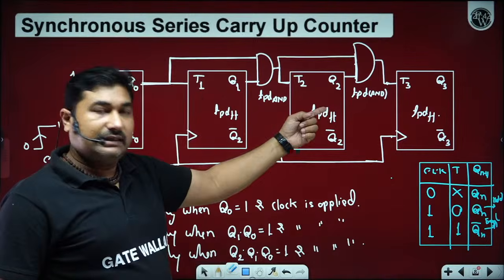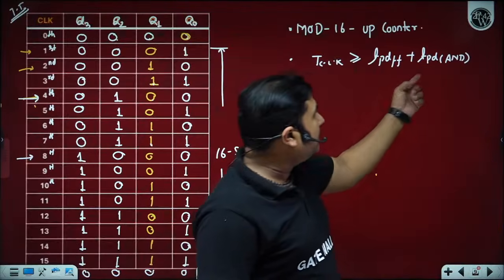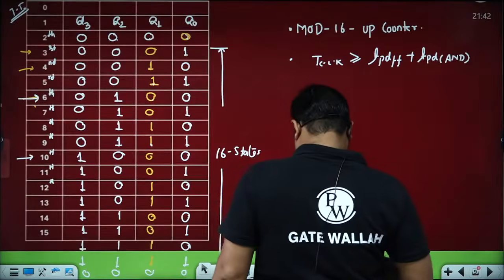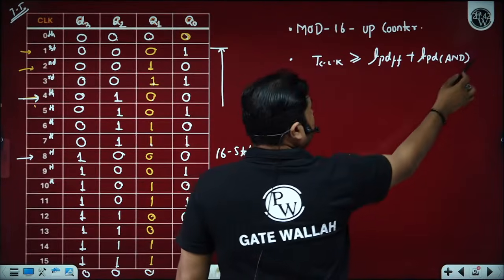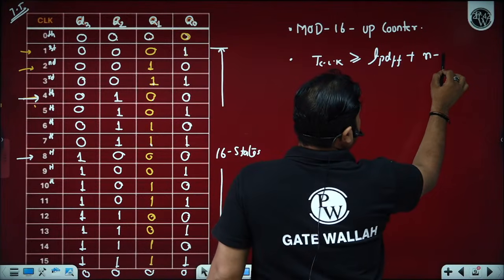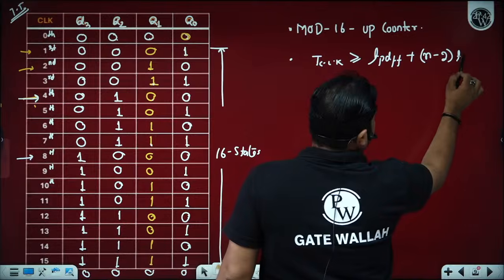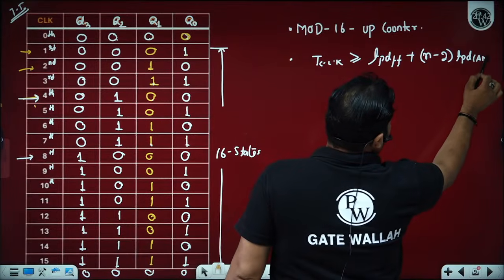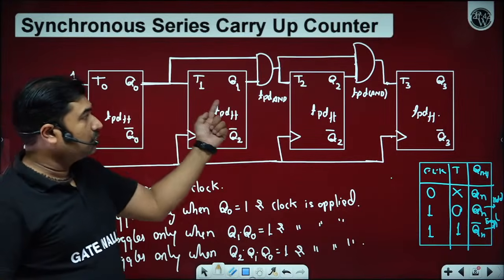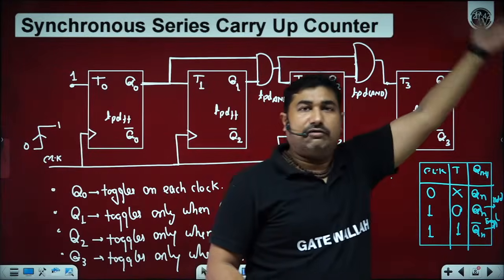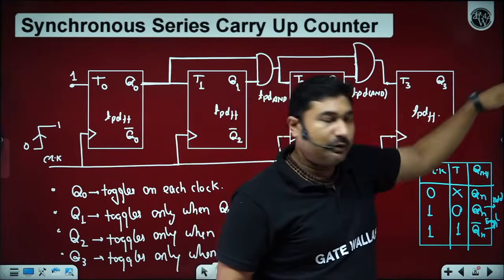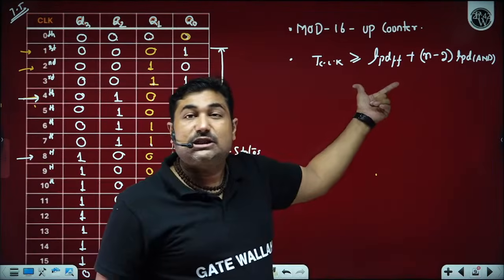And for that, the time period will become n minus 2 TPD of AND gate. Because first two don't need AND gate, rest all AND gates are needed. First two don't need AND gate, rest any number of bits need AND gate, and the output of one AND gate is connected to the input of other AND gate. So the speed is slower.